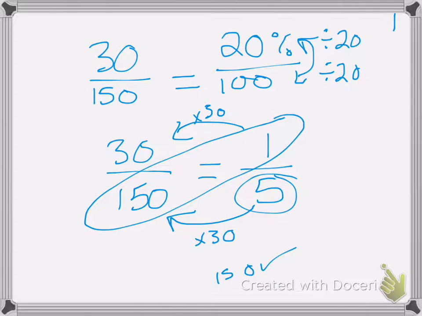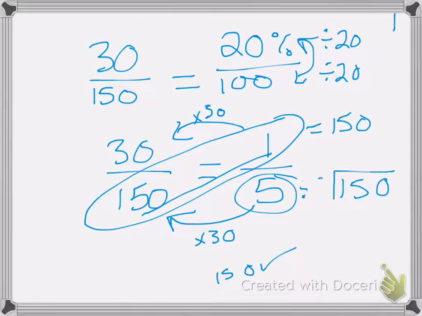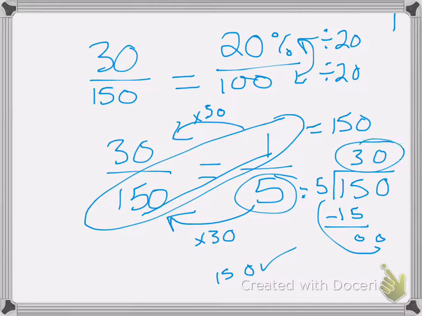150 times 1 equals 150. You divide by what's left. So we divide by 5. 5 goes into 15 3 times. Subtract. 0, 0. 5 goes into 0, 0 times. So 30 is what we got for both answers. And so there are 30 pieces of orange clothing.